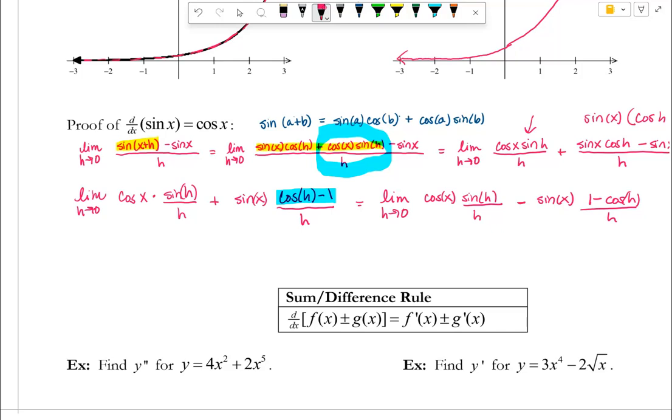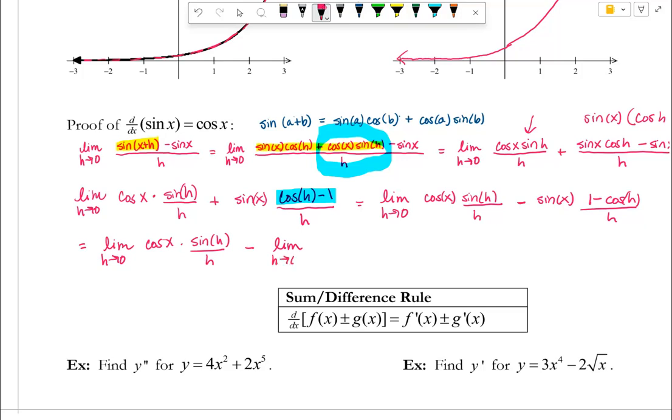And you might notice I'm trying to manipulate this to look like our particular rules that we learned for dealing with limits when we have a hole, and we had some specific trig limits that we learned in Unit 1. All right, so now we could think about this, really, I could break this into two different limits. I could think of this as the limit as h approaches 0 of the cosine of x times the sine of h over h minus the limit, because remember, a limit of a difference is a difference of limits.